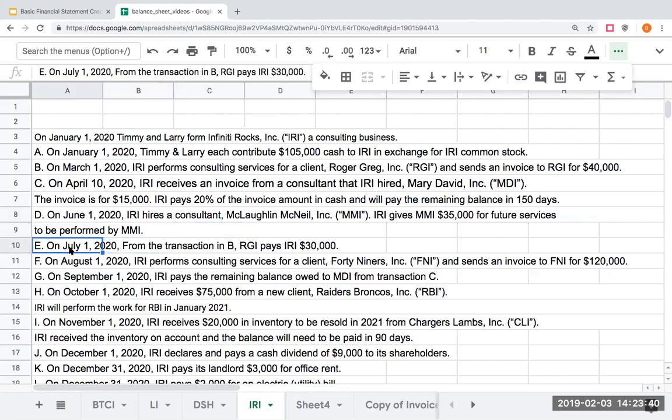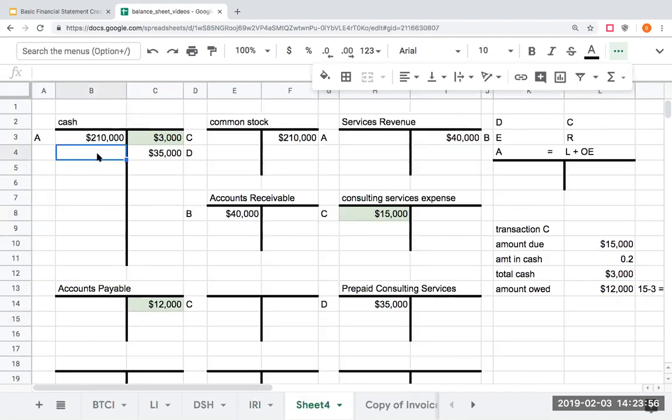Letter E, on July 1st, 2020, from the transaction in letter B, they pay us $30,000. So I'm receiving $30,000 from RGI. So what's happening to my cash? Well, I'm receiving $30,000. And this is letter E. Now, a common mistake that most students will make is they will go through here and they'll record this as services revenue, but that's not correct.